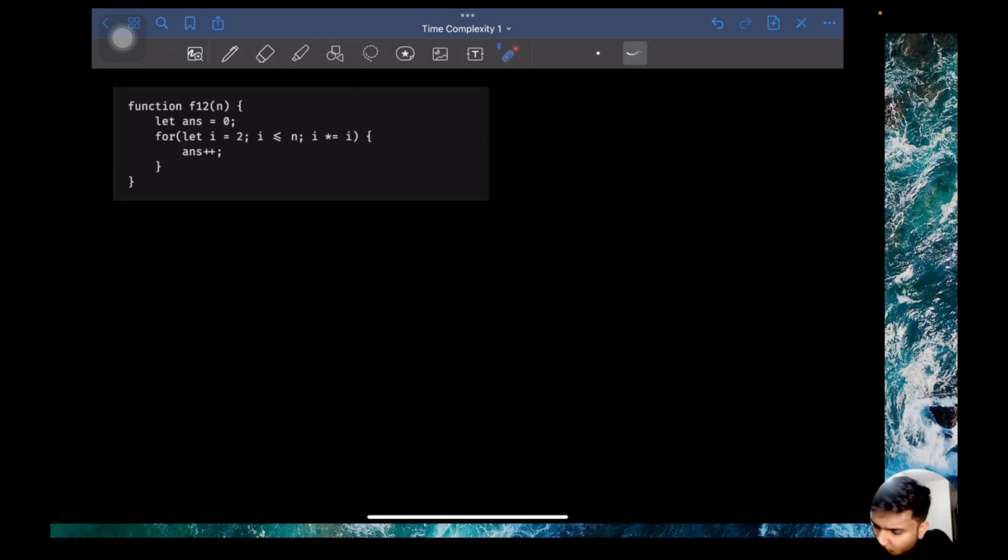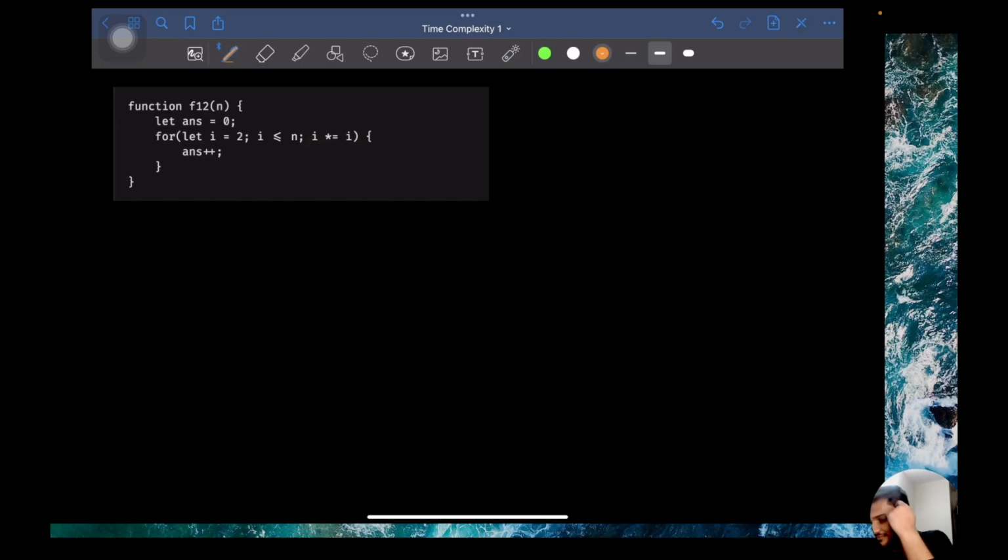So now this is a new function in front of us, function f12. It takes an input n, right? It has a variable initialized, that's going to be a constant operation, and then it has a single for loop. But this for loop is very interesting. This time we are not doing i plus plus. This time we are not doing i star equal to 2 or i divide equal to 2 or i divide equal to 3. But instead we are doing i into i, right?